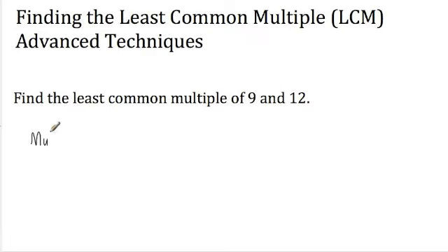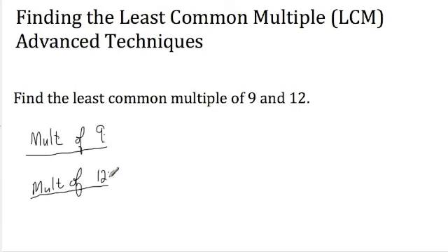Remember that in the past, our strategy was to list multiples of 9 and multiples of 12. Once both lists were created, we looked for numbers that were on both of the lists. A shortcut is to list multiples of only one of the numbers. Generally, it's going to be quicker to list multiples of the larger number. So in this case, let's list the multiples of 12.